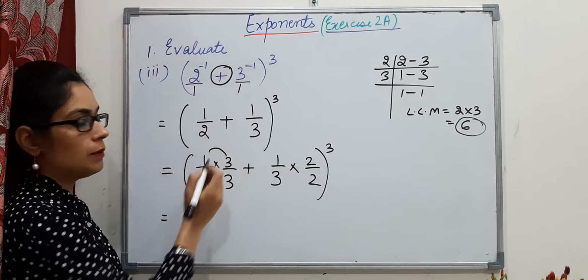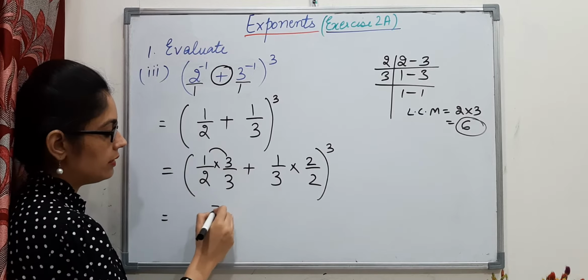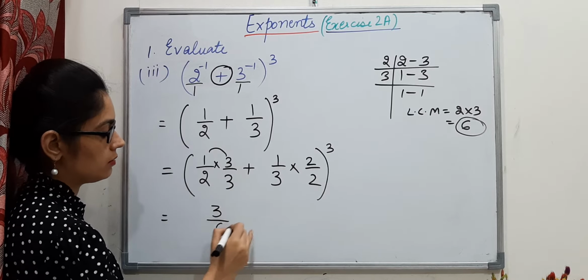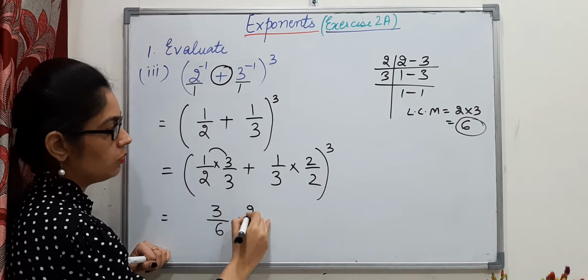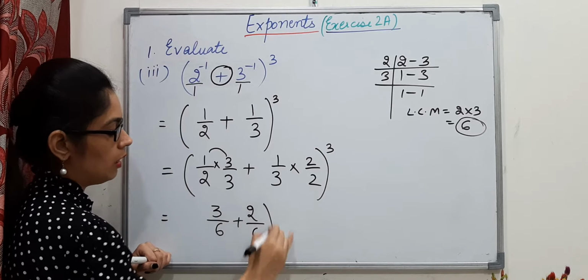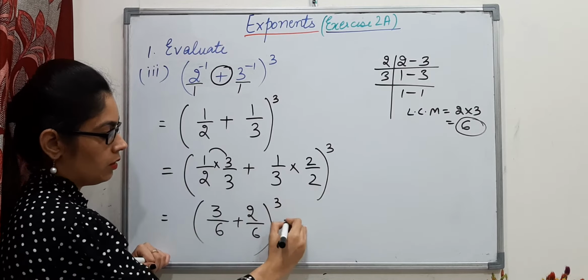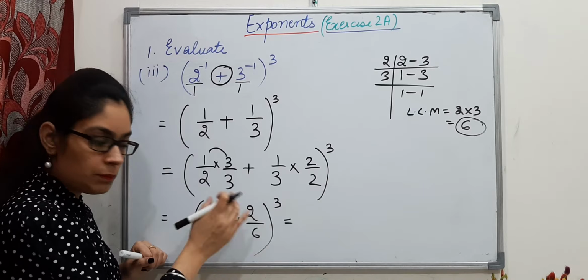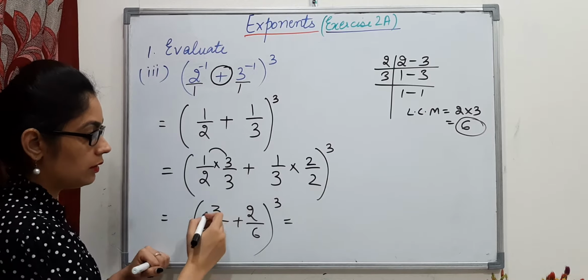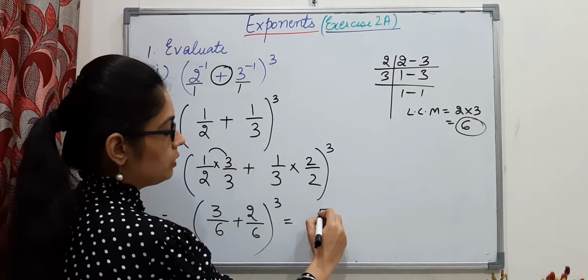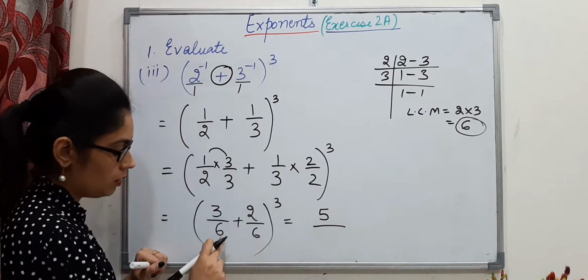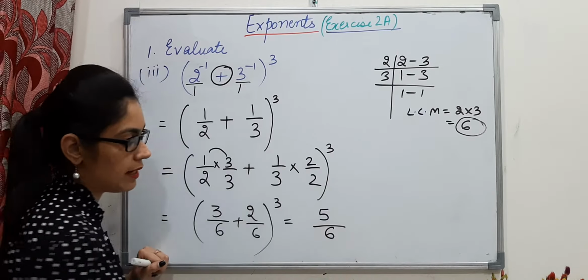1 into 3, this simple multiplication we have to do. 1 into 3 is 3, 2 into 3 is 6, 1 into 2 is 2, 3 into 2 is 6. Now we can see the denominators are the same, so we can add these numbers. 3 plus 2 is 5, and 6 as it is we have to write.